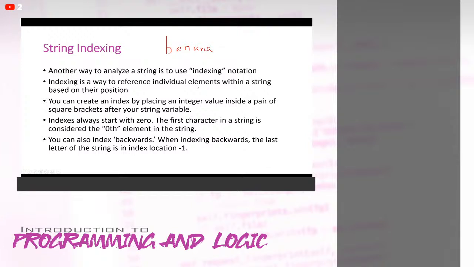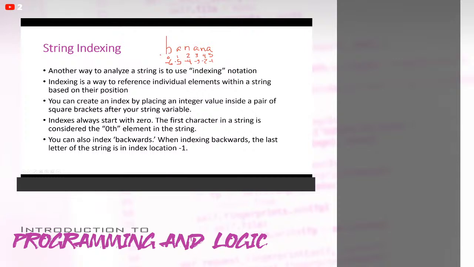B-A-N-A-N-A. Standard indexing, we go up. So it's 0, 1, 2, 3, 4, 5. But we can also reverse our indexing using negative numbers. So we can go -1, -2, -3, -4, -5, and -6. Notice that when we go backwards, instead of starting from 0 here, we start at -1.